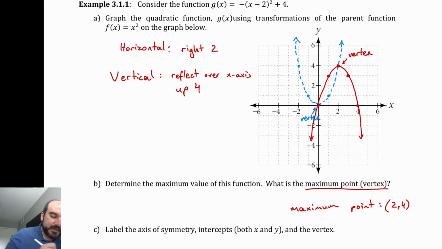The maximum point is going to be 2, 4, but the maximum value would always be asking for the y value of the highest point, which is 4. The highest y value that we achieve is 4 here, but the maximum point, also known as the vertex of a parabola, is going to be 2, 4.